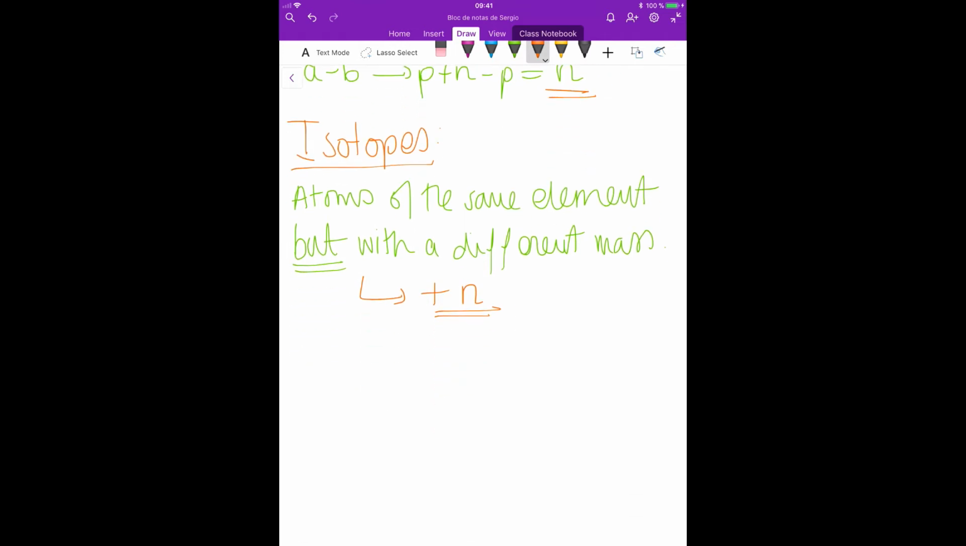Okay, so let's give an example of two isotopes. Two isotopes would be carbon-14 and carbon-12. In this first example, we find that carbon-14 has 8 neutrons, whilst it only has 6 protons. With carbon-12, it has 6 neutrons and 6 protons. We see that this one has 2 more neutrons. So they must be isotopes because they are atoms of the same element, carbon, but with different masses. It has a mass of 2 more.